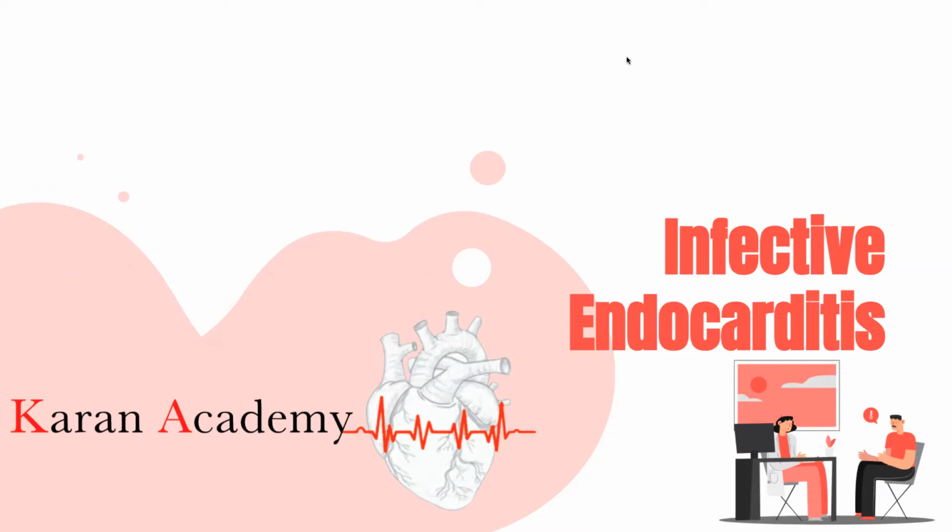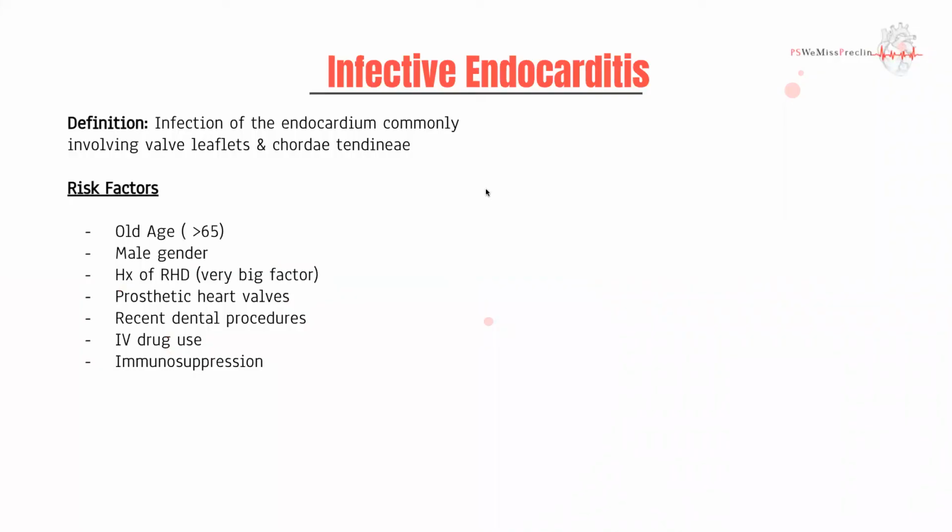For our 10th lecture for the series, we're going to be talking about infective endocarditis. So starting off, what is infective endocarditis? Well, as the name suggests, it's an infection of the endocardium, the innermost lining of the heart walls. And it can also often include the valve leaflets and the chordae tendineae, which are the supporting tendon structures of the valves to prevent them from prolapsing.